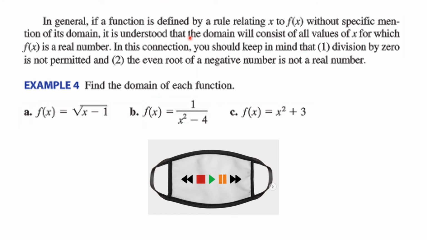In general, if a function is defined by a rule relating x to f of x without mentioning its domain, it is understood that the domain will consist of all values of x for which f of x is a real number. In this connection, you should keep in mind that division by 0 is not permitted, and the even root of a negative number is not a real number, so it must be discarded as well.